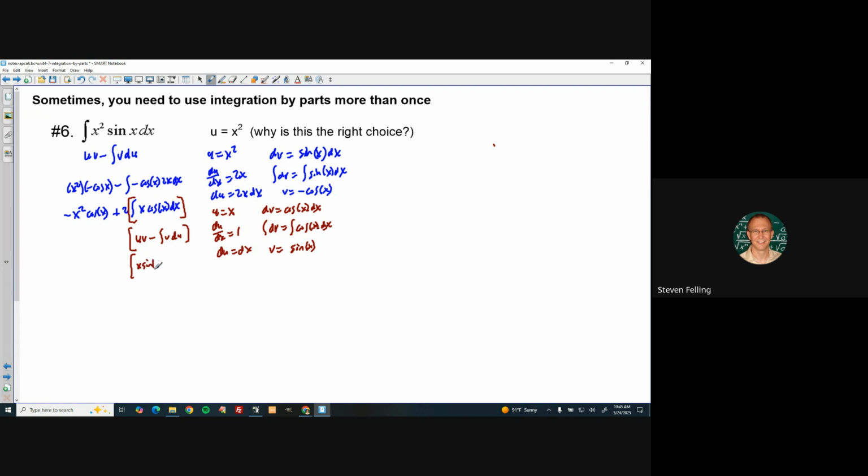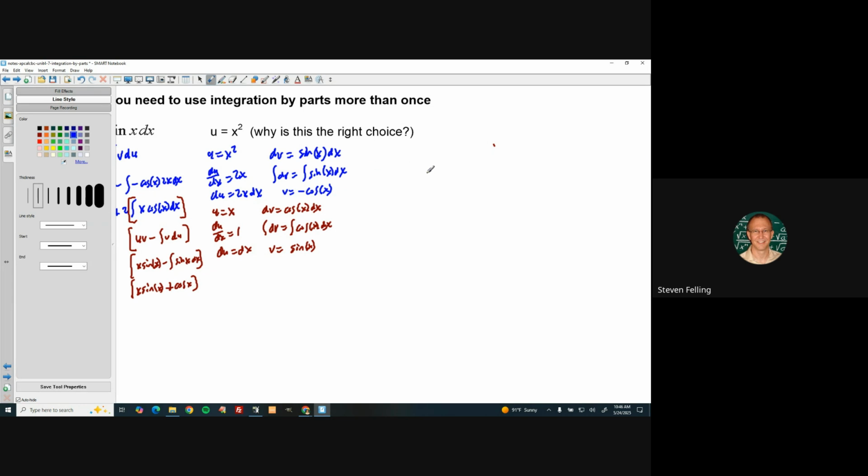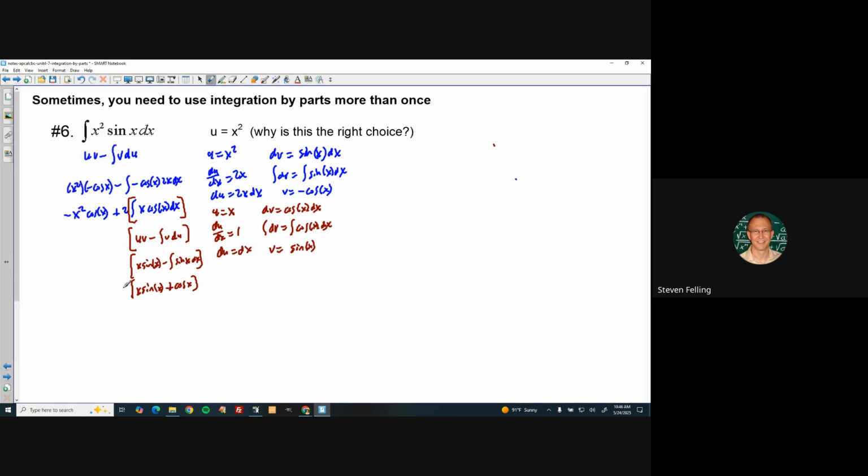This is x times sine x minus the integral of sine x dx. So that is x sine x minus the antiderivative of sine is negative cosine, so this becomes plus cosine of x. Okay, then I'm going to put the 2 here and the rest uv from the original, and then we'll tack on our c, right?